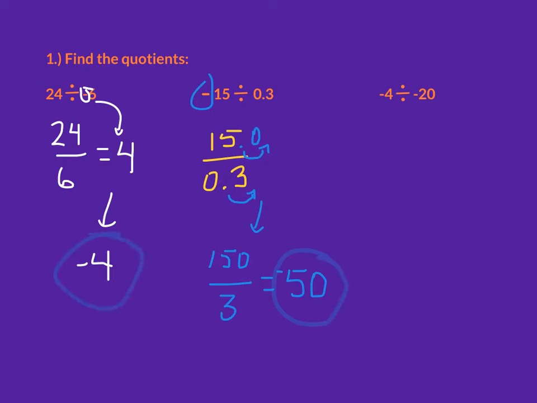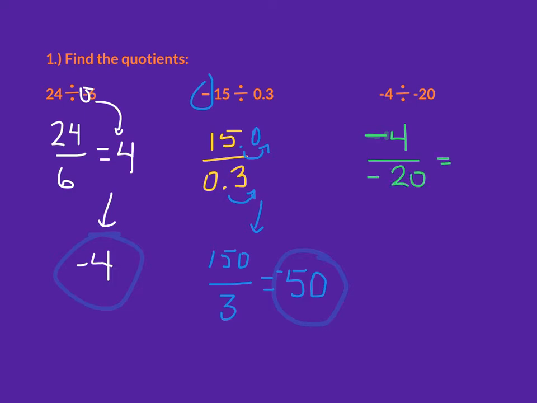Next one, I've got negative 4 divided by negative 20. Now be careful here, pay attention, because remember we divide from left to right and top to bottom, just like we read, left to right and top to bottom. So that means negative 4, whoops, let me fix that. Negative 4 is divided by negative 20.